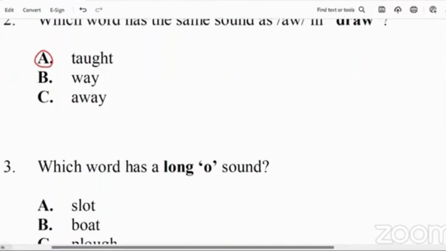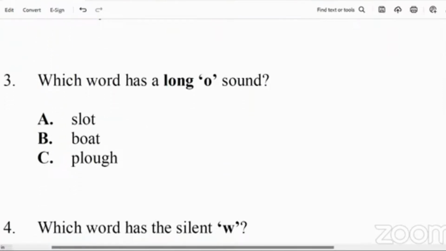Now, let me bring it up first. Question 3, which word has a long O sound? Is it A, slot, B, boat, or C, plow? Which word has a long O sound? And of course, the answer is B, boat. You have 2 vowels beside each other. The first vowel makes a long sound. The second vowel is silent.